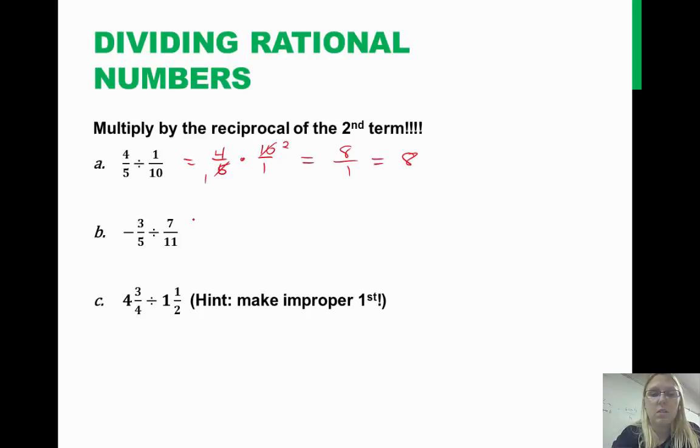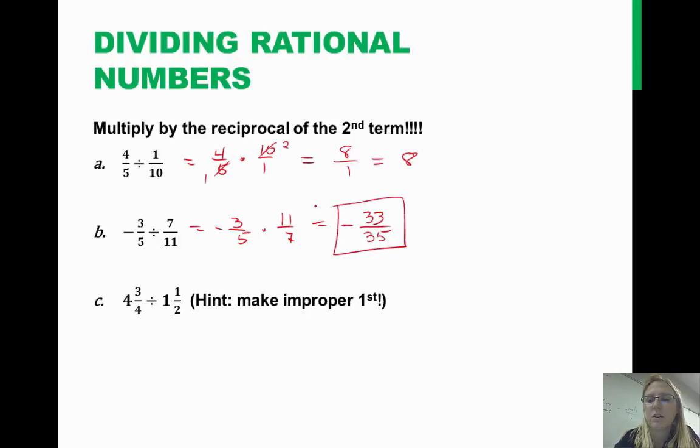Okay, on the second one, we're going to do the same thing. I'm going to still start off with 3/5, but I'm going to make the reciprocal of 7/11, so it'll be 11 over 7. Okay, so this is a negative times a positive, so you know the outcome is going to be negative. We're going to take 3 times 11, which is 33, and 5 times 7 is 35. So my answer on this one is negative 33 over 35.